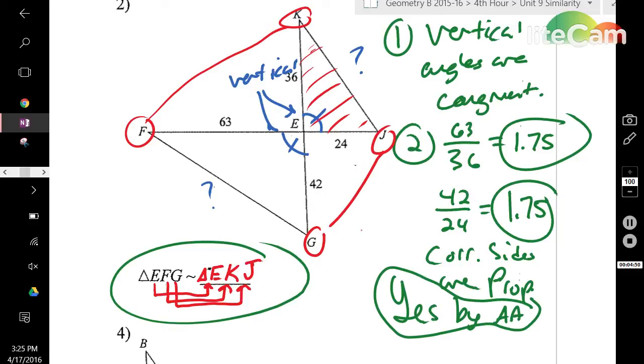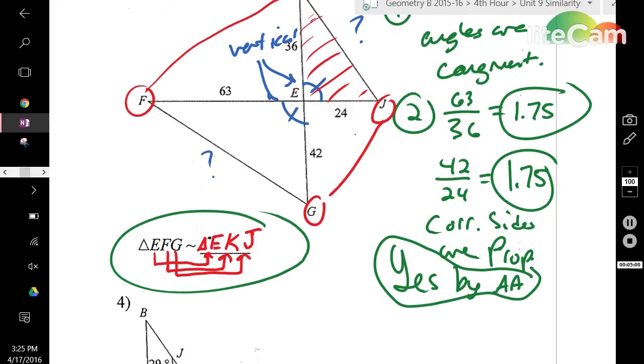It's very, very important that you write the second triangle in the same order in which the first triangle appears as far as corresponding angles go. That applies for every single similarity statement.